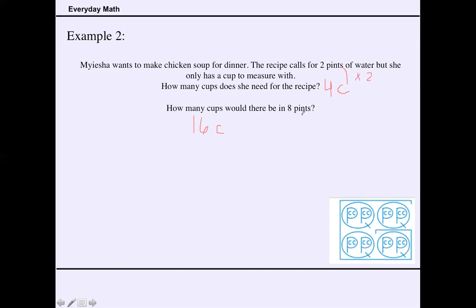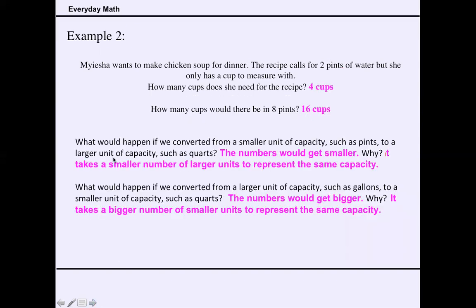So when I go from 8 pints to see how many cups there are, I can multiply by 2. So 8 times 2 is 16. I can either use this drawing or I can figure out my multiplication. So we know there are 4 cups and 16 cups.